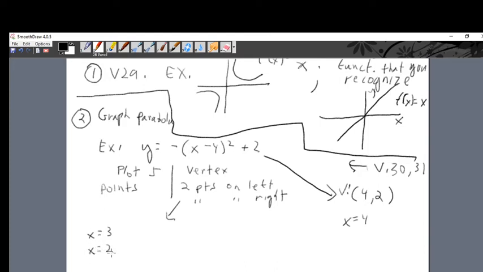2 points to its left. You could take other numbers, but let's take the simple ones. And what will be 2 points to its right? 5 and 6. That would be higher on the x-axis. So they want x equals 5, and x equals 6.